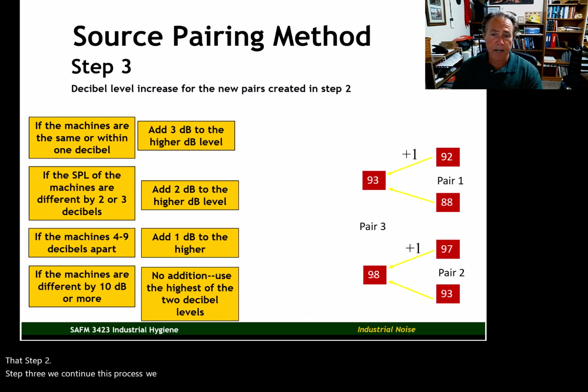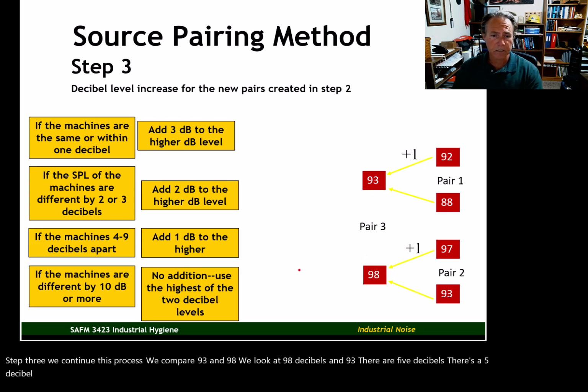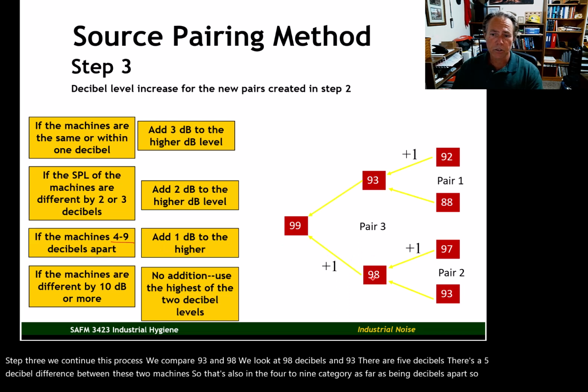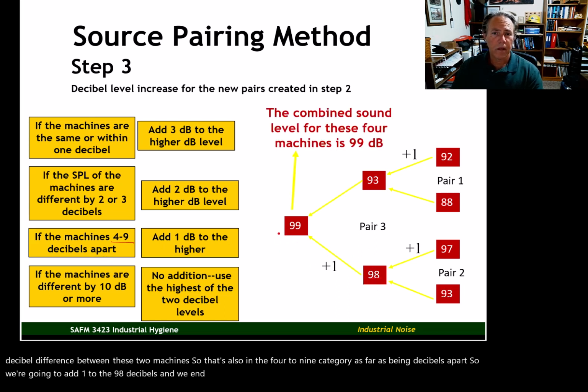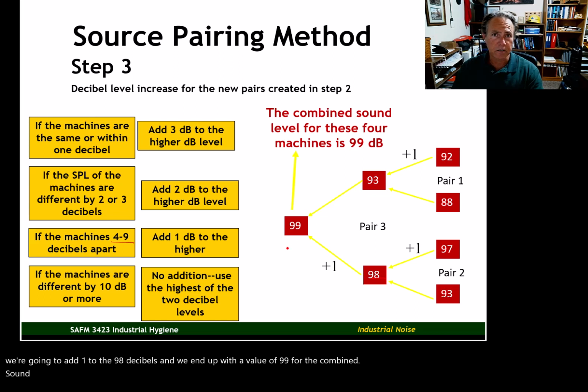We compare 93 and 98. We look at 98 decibels and 93. There's a 5 decibel difference between these two machines. So that's also in the 4 to 9 category as far as being decibels apart. So we're going to add 1 to the 98 decibels, and we end up with a value of 99 for the combined sound level for these 4 machines.